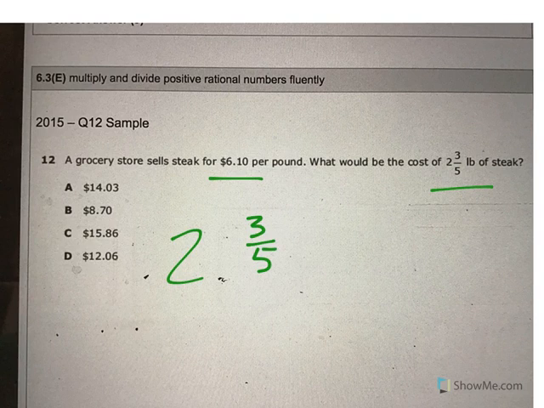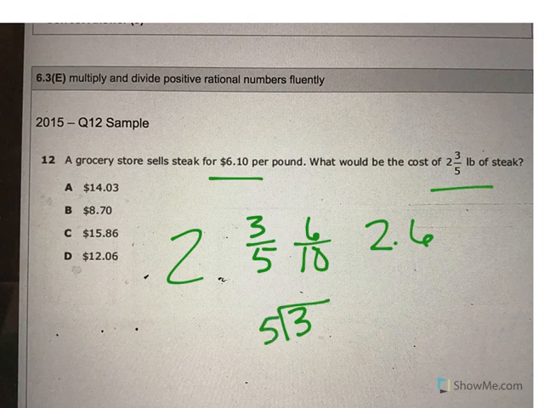There's multiple ways we could do it. We can turn that into tenths. How do I go from 5 to 10? Times 2. Whatever you do to the denominator, you do to the numerator, so that's 6/10. Or I could divide the numerator by the denominator and get, that's right, 0.6. Regardless of which way you do it, you should get 2.6.